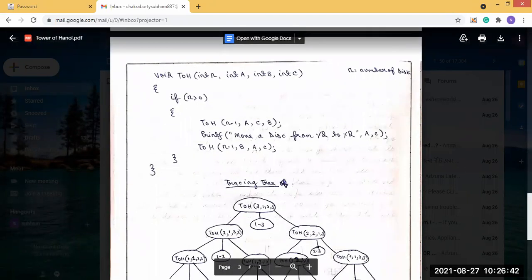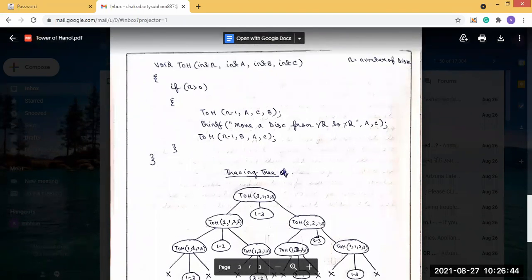Now let's try to trace the tree with an example. Let's say n is 3, because 3 disks are present. For 3 disks, the first tower is A, the second tower is B, and the third tower is C, and we call Tower of Hanoi with 3, 1, 2, 3.